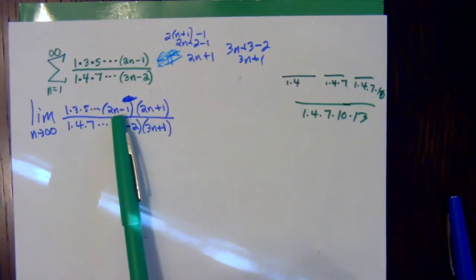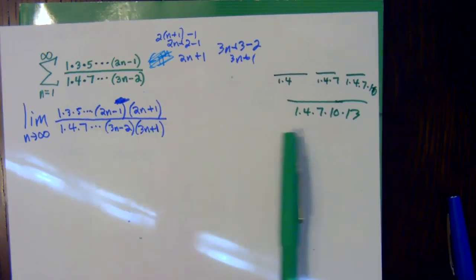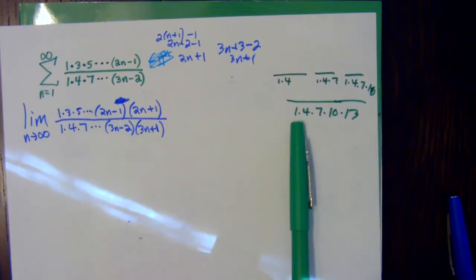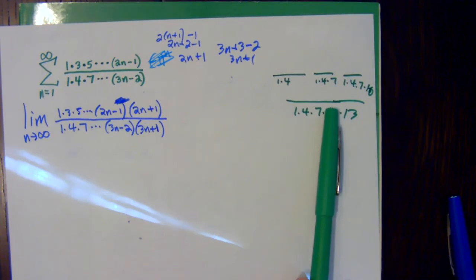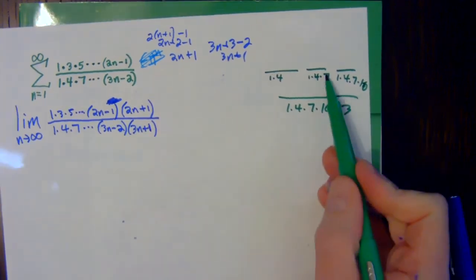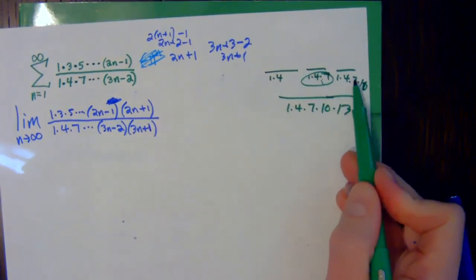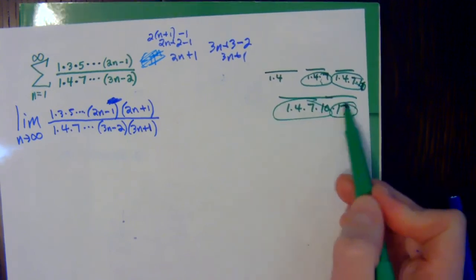So if you don't include the 2n minus 1, or the 3n minus 2, that's like going 1 times 4 times 7, skipping over the 10 and going to the 13. That doesn't make any sense. You just messed up the problem right there. So that's why you need to include everything that you have, then add on the next one.